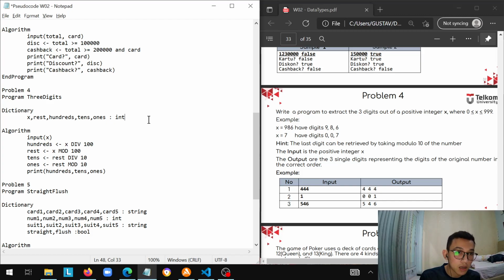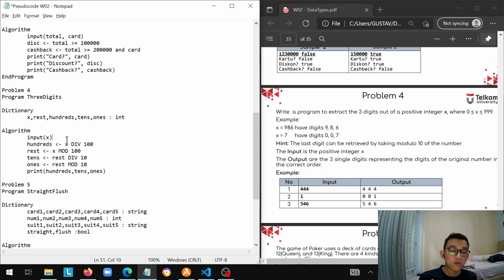And with that in mind, we're going to jump into the dictionary of the program. This is going to be X, which is the input number. The rest, we're going to use later after dividing it. And hundreds, what's the digit in the hundreds, and tens and ones, how we input.